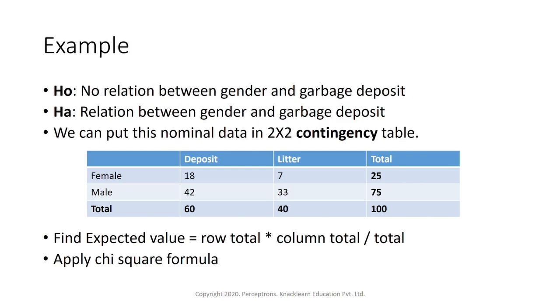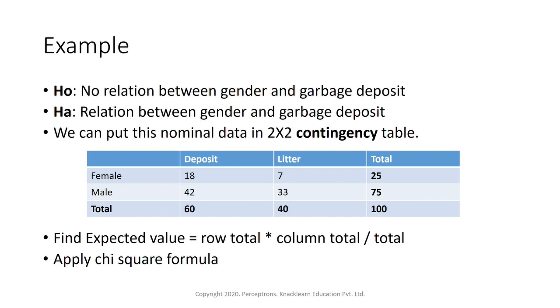Here, first we define the null hypothesis and alternate hypothesis. The null hypothesis says there is no relation between gender and garbage deposit, they are independent, and the alternate says they are associated, that is, a relationship exists between gender and garbage deposit. So we have to find out whether gender matters with respect to depositing garbage in the can. This data is nominal data, which we can put in a 2x2 contingency table.